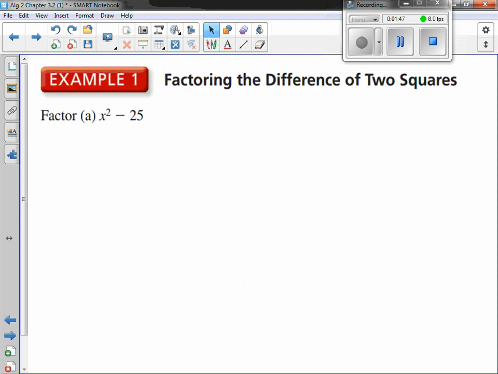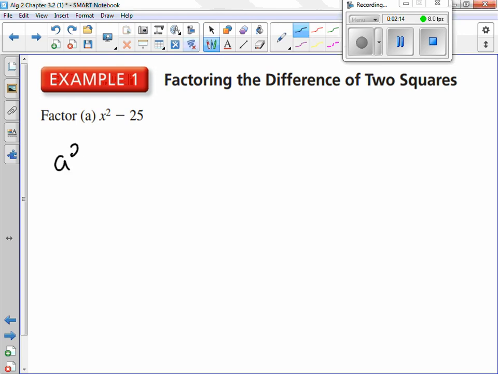Now the main thing we need to look at when we have a difference of perfect squares is to determine: is the first term a perfect square, is the second term a perfect square, and are they being subtracted? So if we have a difference of perfect squares, there's not a term with just x. There's not a term with just x to the first power. So we look at this here. We just have x squared and we have 25. We don't have a middle term. There are two terms being subtracted.